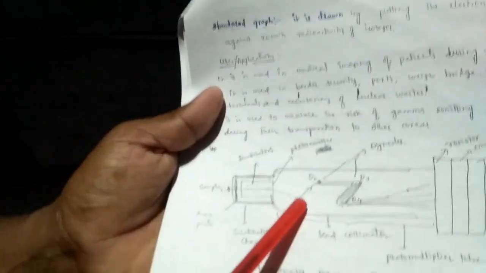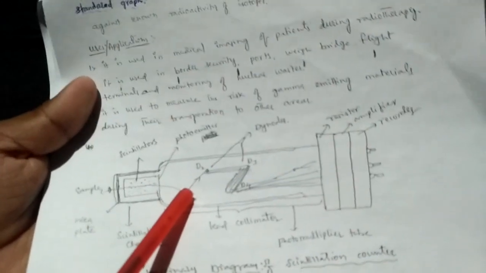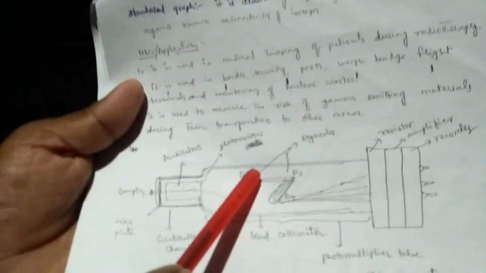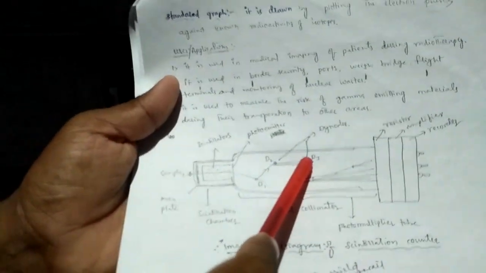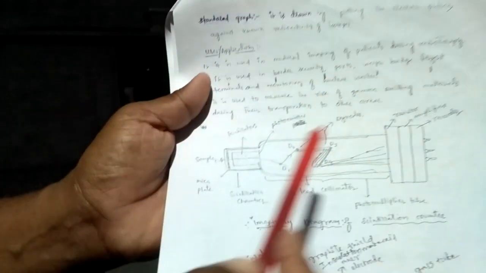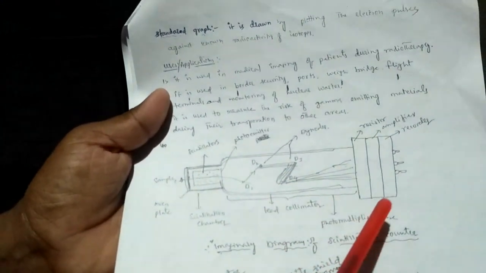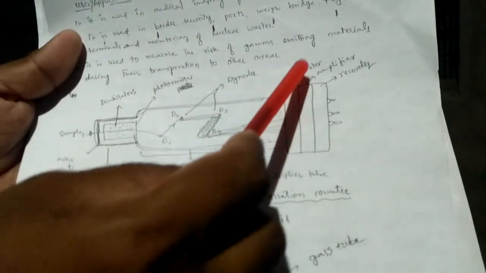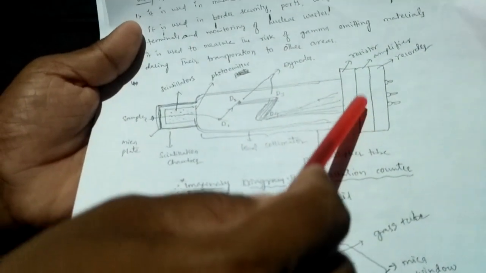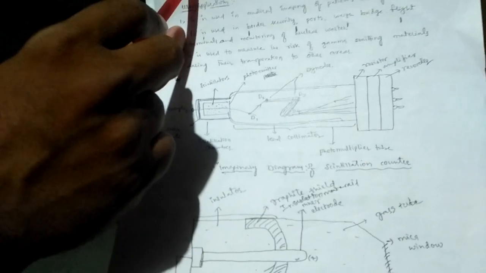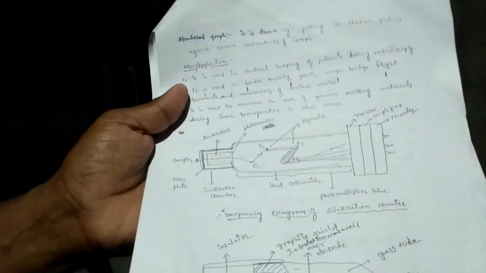Now each and every diode receives the flash of light and reflects it towards another diode. When this flash of light passes from diode to diode, the photons get multiplied, so it is called a photomultiplier tube. After reaching the last diode, the flash of light is passed towards the resistor, where it is converted into an electric pulse. That electric pulse is amplified by the amplifier and recorded by the recorder, and the recorded graph is compared with the standard graph. This is the procedure of the scintillation chamber.